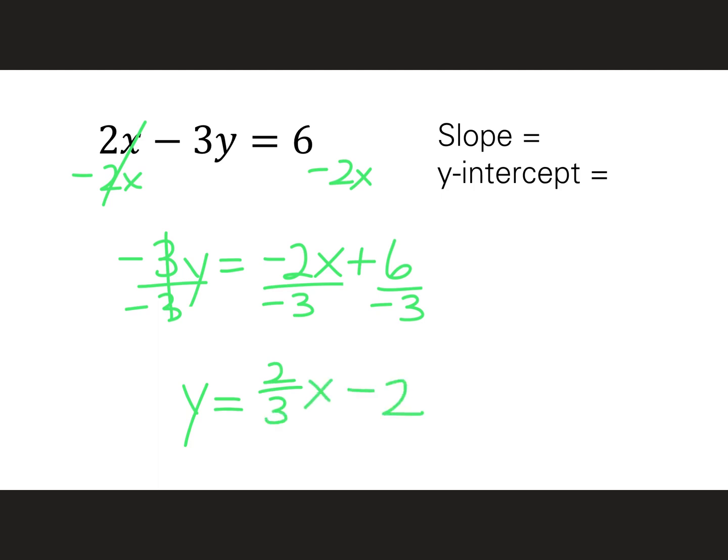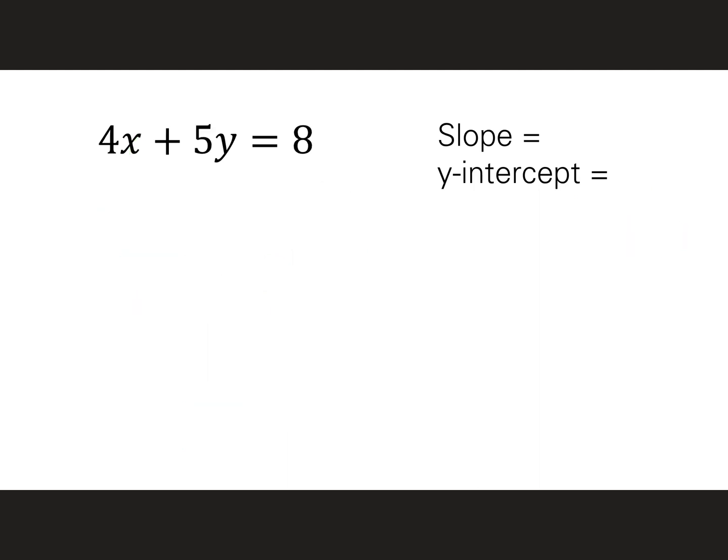All right, what's my slope? 2/3. What's my y-intercept? Negative 2. And here is the ordered pair. All right, let's try that one more time. Pause the video. Do this on your own. Realize that you're going to get fractions for both, and that is okay.